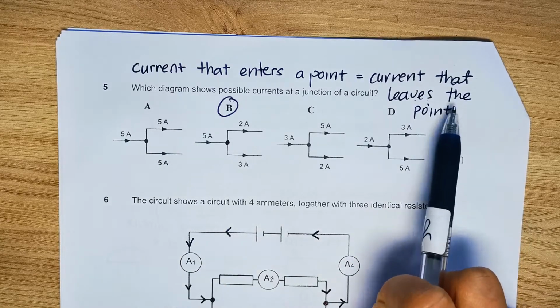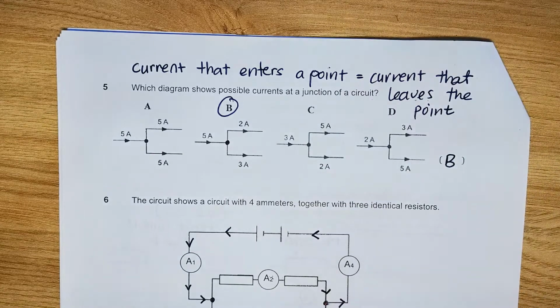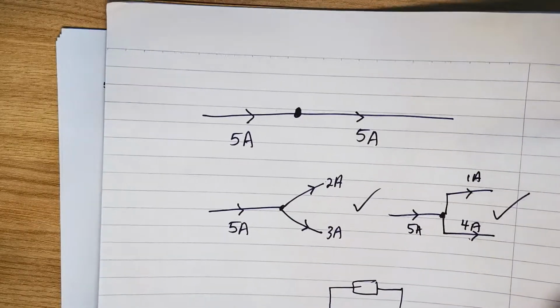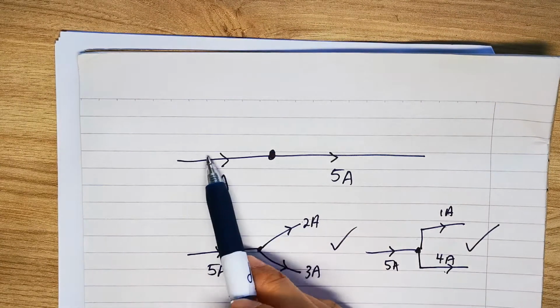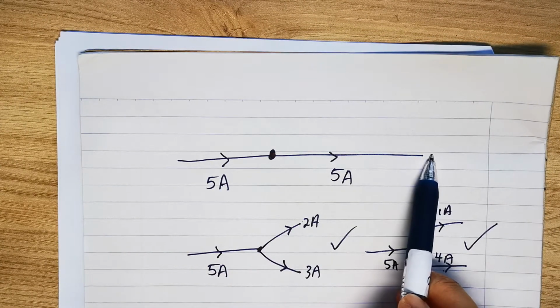the junction. Junction basically means a point. It's nothing, it just means a point in the circuit, because current cannot just disappear or multiply. So if you have something like this, the current that enters this point is 5 ampere, the current that leaves must be 5 ampere.